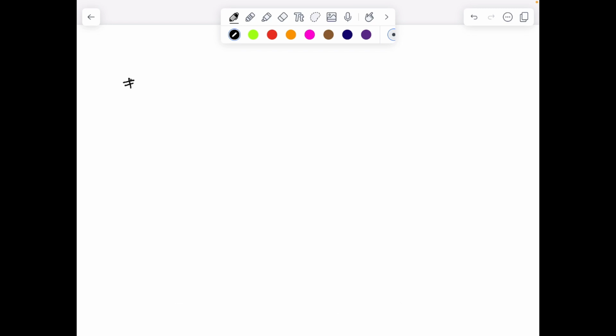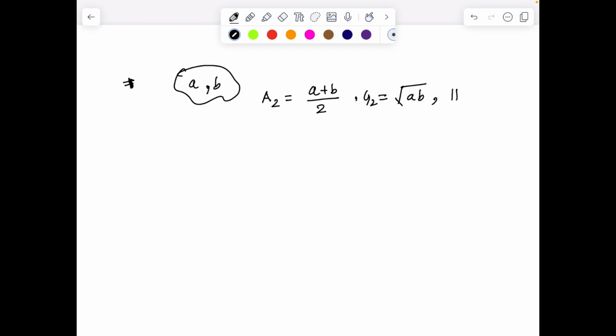So just to recapitulate, since all of you know, the arithmetic, geometric and harmonic mean of two positive real numbers, let's say a and b, is defined as follows. I am denoting arithmetic mean as A2, since we have two of them. So it's (a plus b) over 2. Similarly, geometric mean is G2, which is root over ab. And harmonic mean H2, we define it to be 2 divided by (1 by a plus 1 by b).